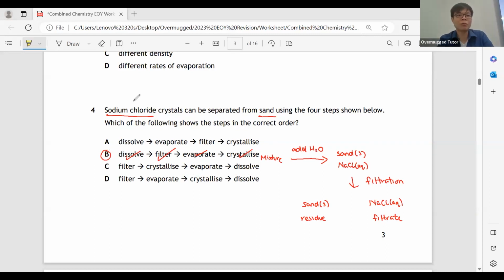You are starting with two solids. How can you start with filtration? It doesn't make sense. So C and D are out. I mean, you have crystals, so they expect you to know the solid. Sometimes they can change the water to ethanol or something, doesn't matter. The thought process is very similar.